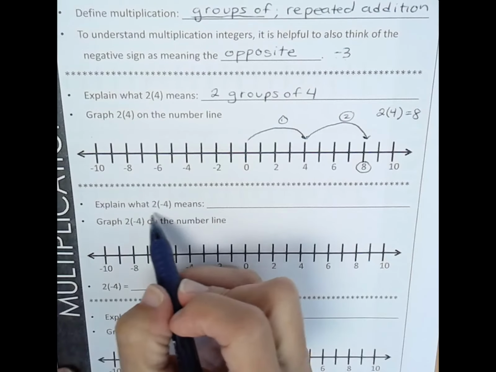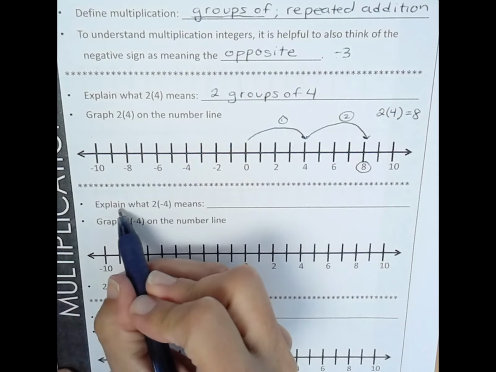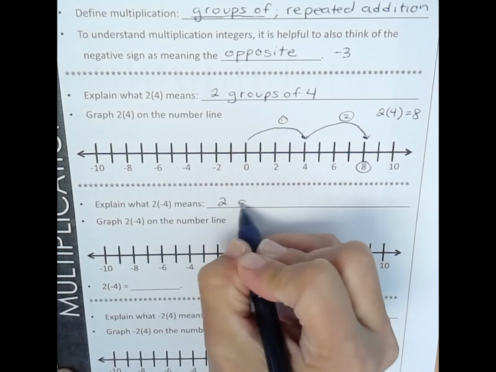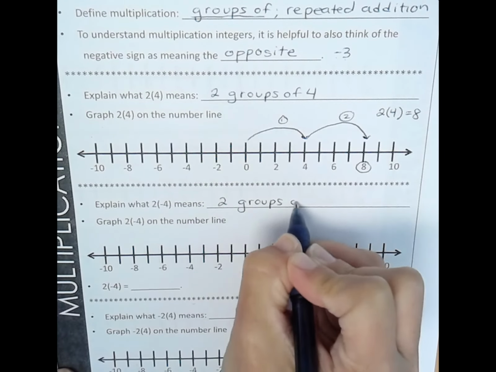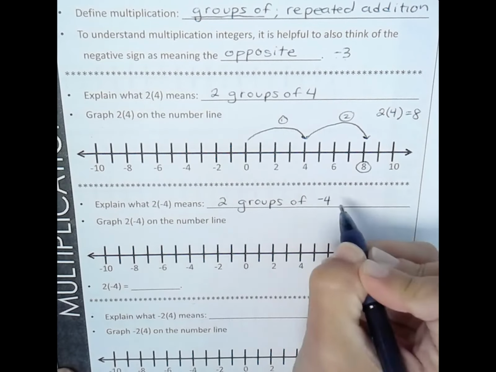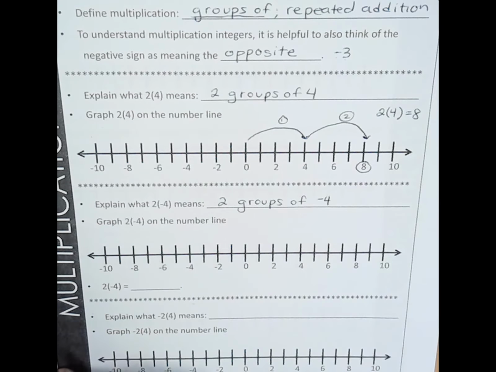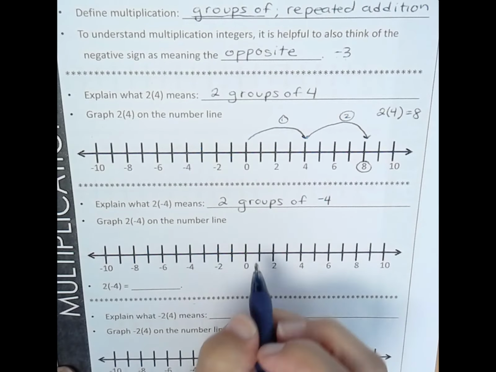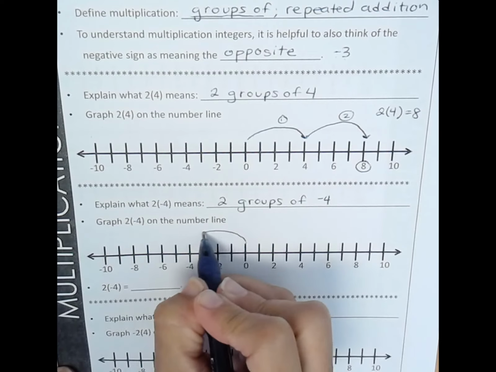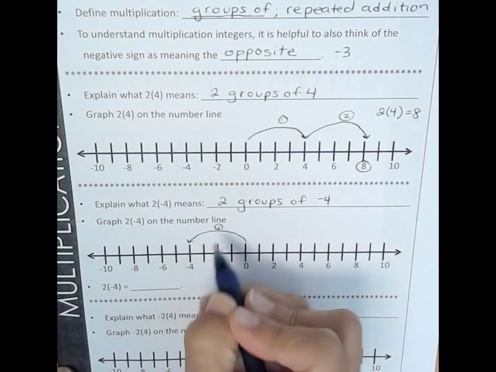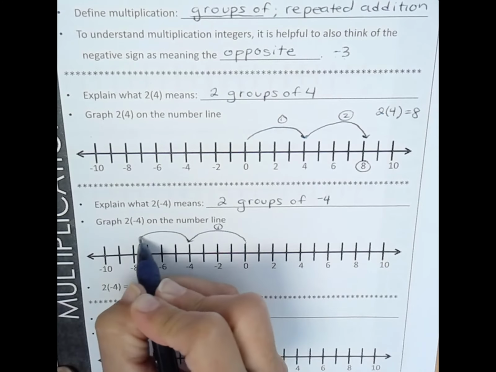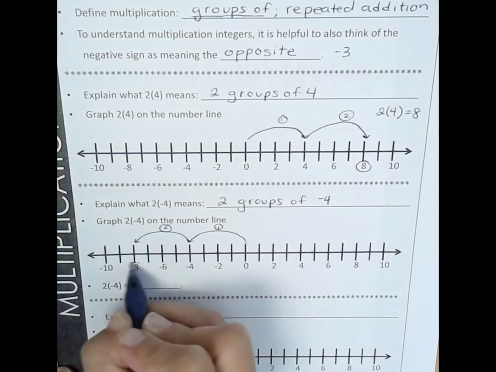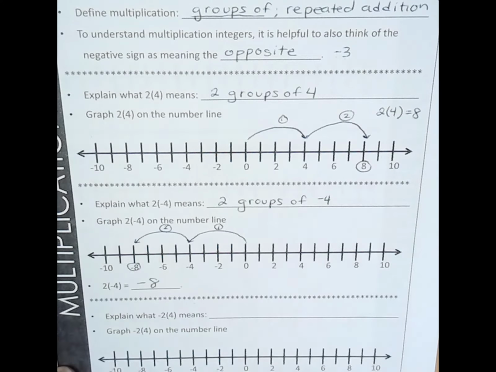Okay, let's look at the second example. Now they want us to explain what 2 times -4 means. That's very similar. It would be 2 groups of -4. If we were to graph that on the number line, we want to have 2 groups of -4. So this time there's one group, and then we're going to go down another group of -4. 2 times -4, you can see here, equals -8.